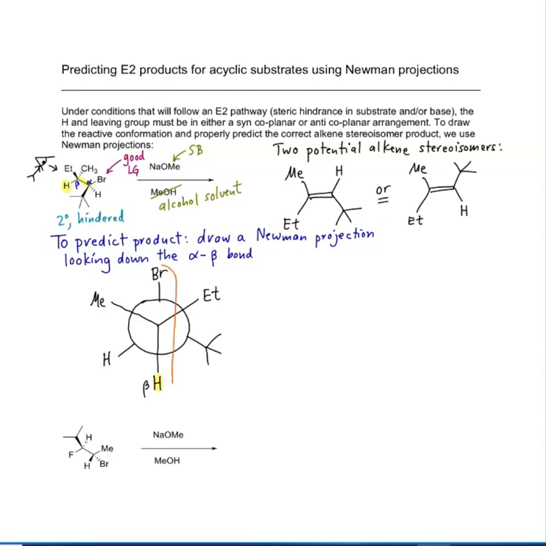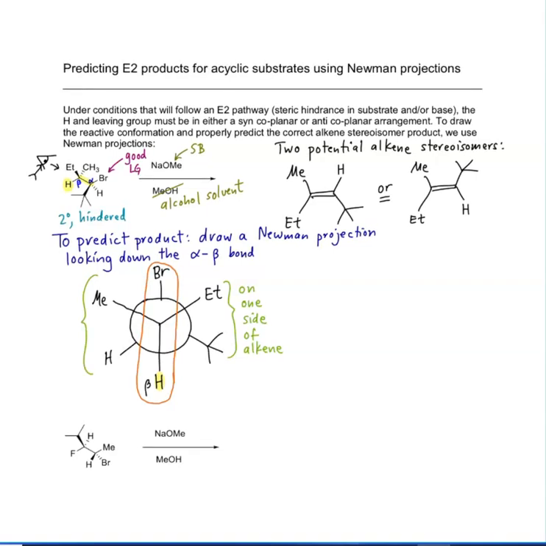So what is being removed is this piece right here, and there's an alkene in the bond that you're looking down now. That tells you what groups end up on what sides of the alkene. It tells you that the ethyl and the tert-butyl are going to be on one side of the alkene, and the methyl and the hydrogen are together on the other side.